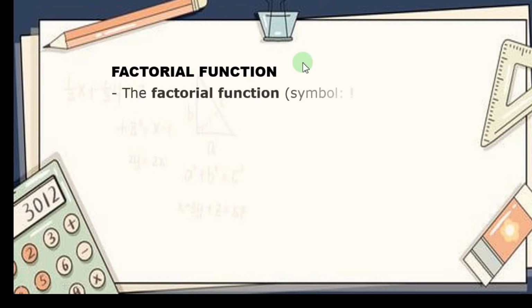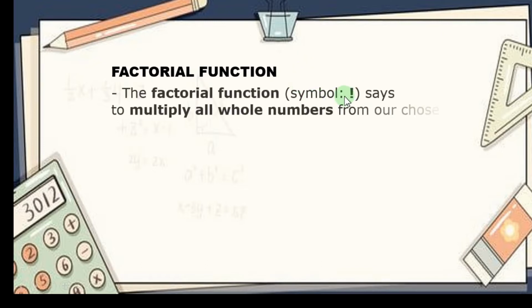The factorial function, denoted by this symbol, the exclamation point, says to multiply all whole numbers from our chosen number down to 1. It is only applicable to positive integers. We get its factorial by just multiplying by the previous integer down to 1. 0 is not included because the product would be equal to 0.